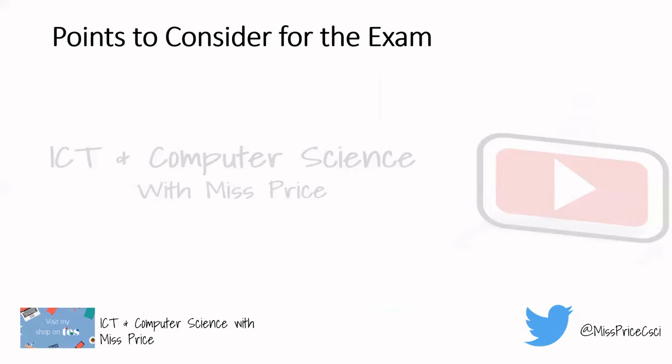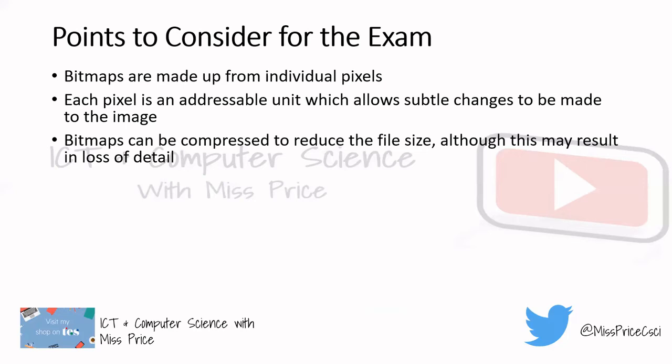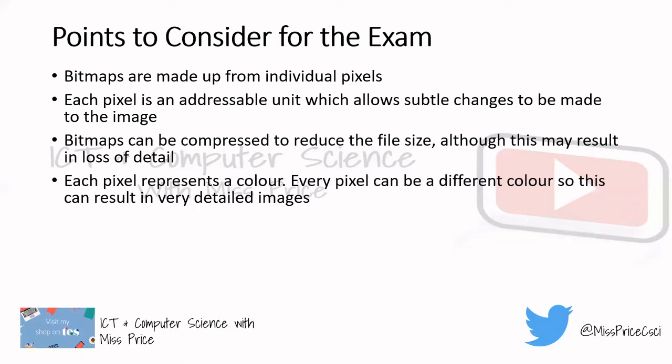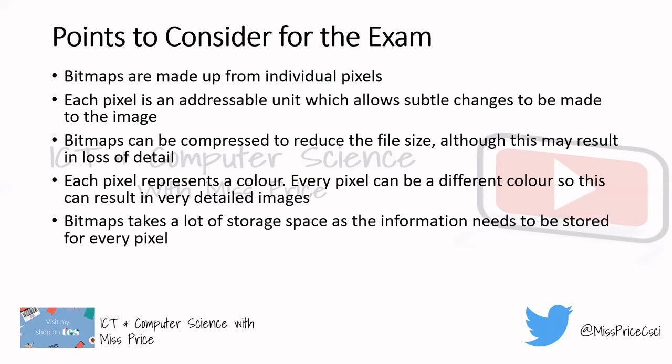Now, points to consider for the exam: bitmaps are made up of individual pixels. Each pixel is an addressable unit, which allows subtle changes to be made to the image. Bitmaps can be compressed to reduce the file size, but this may result in loss of detail. It may become a bit more pixelated, or you may lose depth of color. Each pixel represents a color, so every pixel can be a different color, and this can result in very high quality, detailed images.